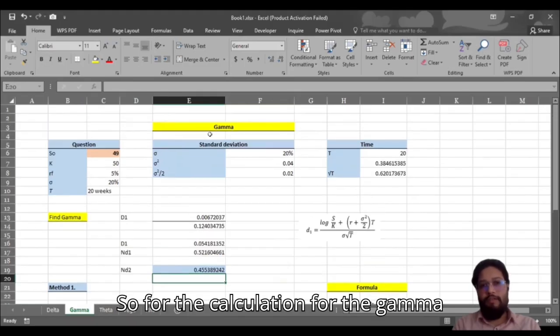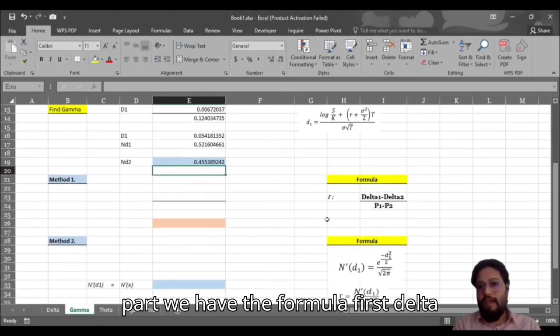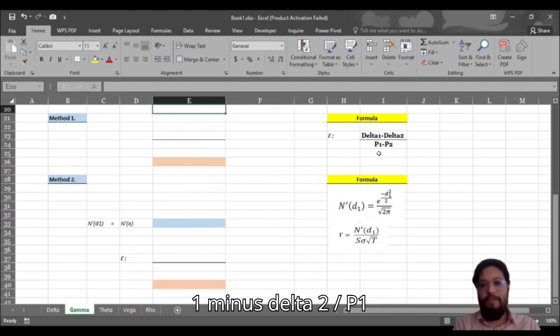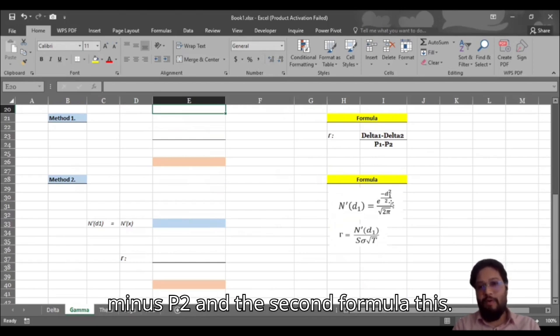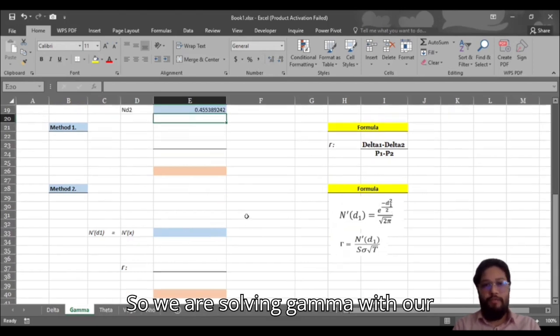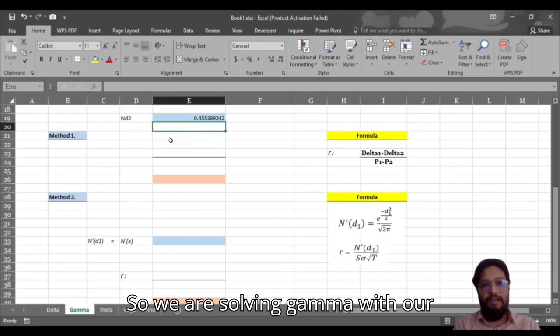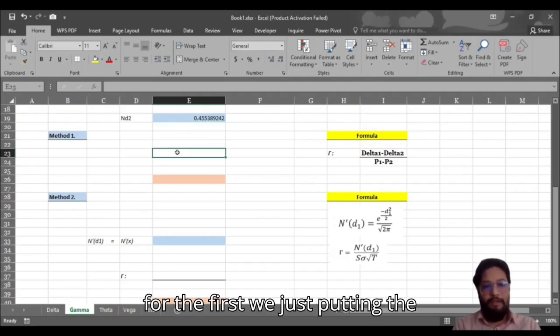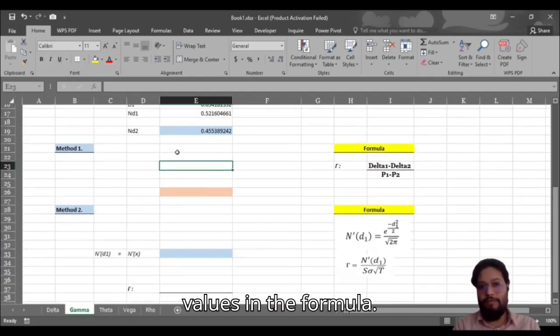So for the calculation of gamma, we have the first formula: delta 1 minus delta 2, divided by S1 minus S2, and then the second formula, this one. So we are solving gamma with both the first and second methods, right? For the first, we just put the values in the formula.